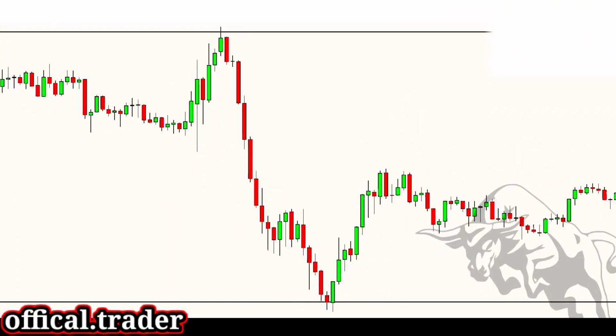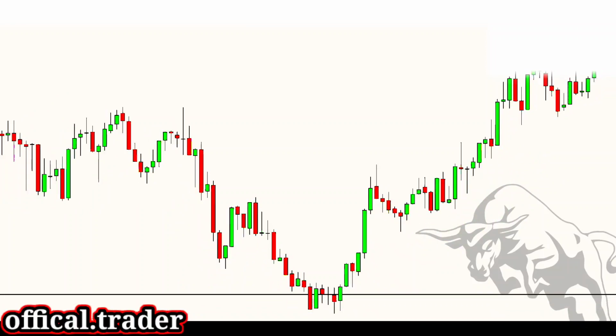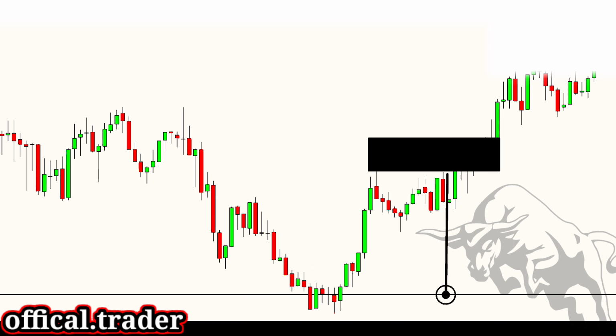Again, to get an even better entry on this trade, we could switch over to the 1 minute time frame and look for a price action pattern entry. Here is the 1 minute time frame in the exact trade location we're just looking at. Here's the higher time frame key level.